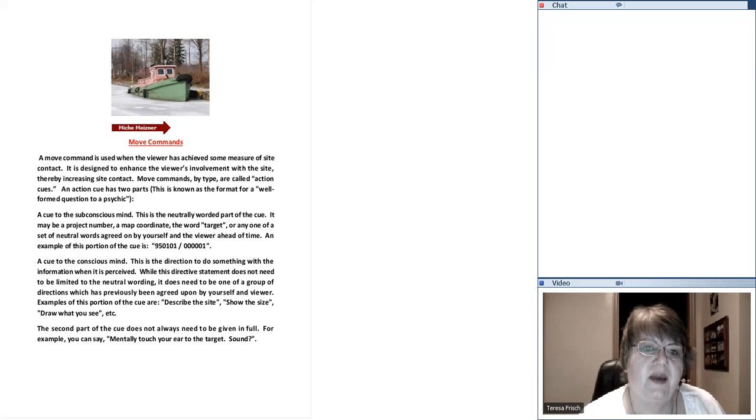Move commands by type are called action cues, and an action cue has two parts. This is known as the format for a well-formed question to a psychic. You might want to take note of that. You'll hear that later, and we will reinforce it once or twice. A cue to the subconscious mind is a neutrally worded part of the cue. It can be a project number, a map, the word target, or any one of a set of neutral words agreed upon by yourself and the viewer ahead of time. And we're not addressing monitor language. I have mentioned that that is a course unto itself with its whole set of rules.